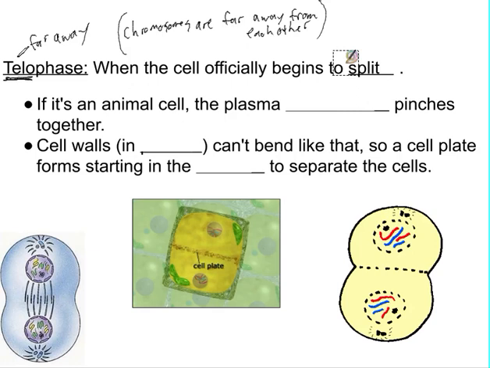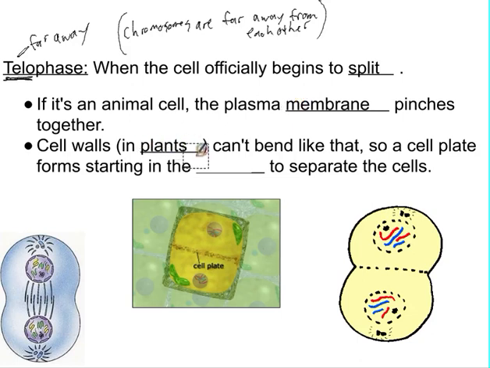If it's an animal cell, the plasma membrane pinches together. But with plant cells, it's a little different because cell walls can't bend. They have those fibrous layers, right? So they have too much support. So cell walls in plants can't bend like that.